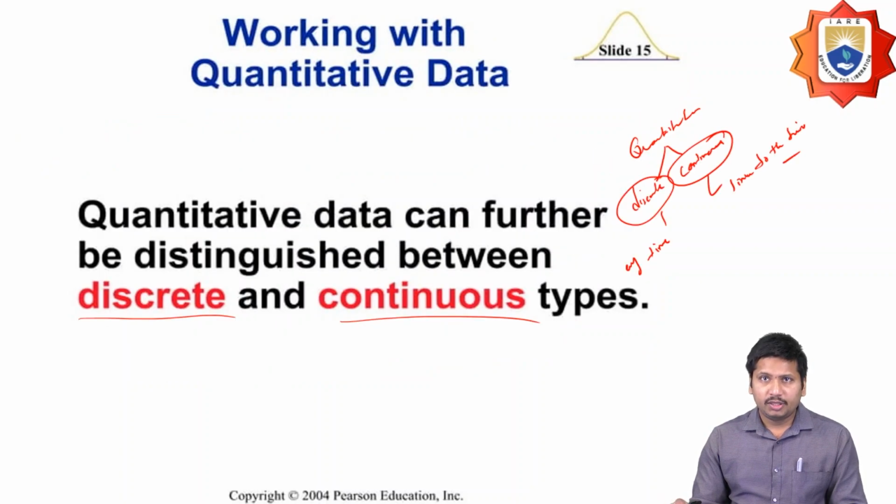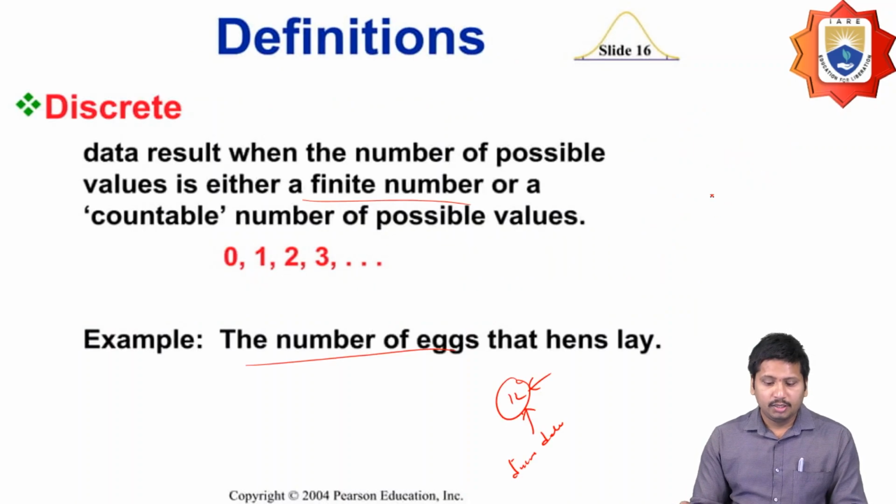So while working with this quantitative data, again this quantitative data is further divided into two types, discrete and continuous. So discrete means where the data should not be related to time, whereas continuous means the data should be related with time. So discrete means the data which is going to result in a finite number, or it may result in a countable number of possible values, then the thing should be treated as a discrete one.